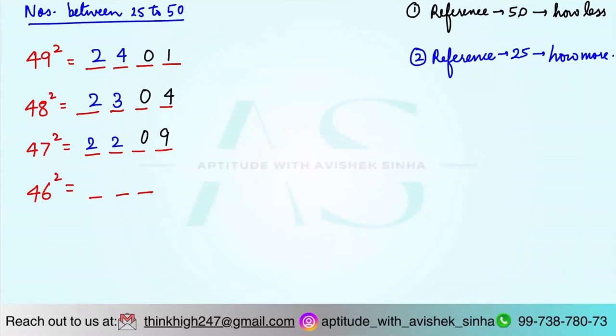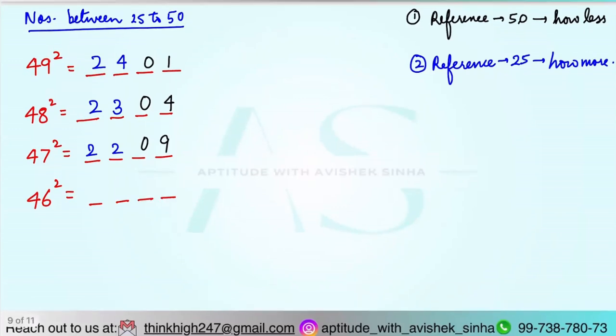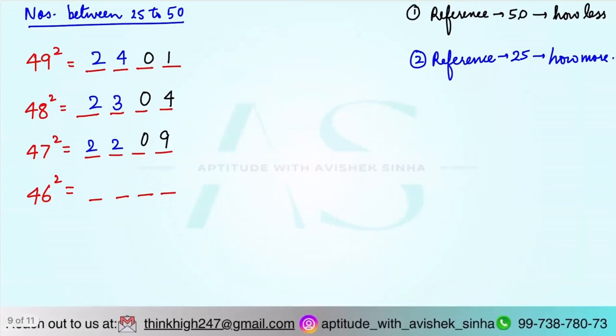Now please tell me for 46 square, everyone. I know you would be able to do this on your own. Please tell me the resultant for 46. How much is it less? It is 4 less. So 4 square is 16. And how much is it more than 25? It is 21 more than 25.